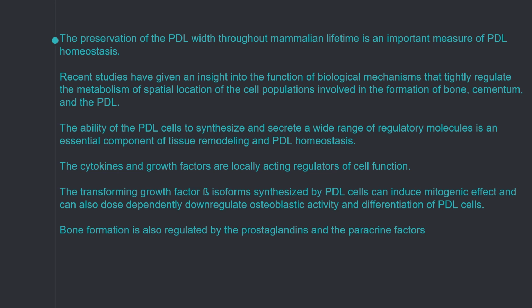There is a factor called transforming growth factor beta. This is synthesized by the periodontal ligament cell. This causes a mitogenic effect. That is, it allows for the replication of the cells, so it causes an increase in the number of cells. There are also other such factors which increase, decrease, or differentiate the different kinds of cells. Now there are other things called prostaglandins and paracrine factors which regulate the bone formation.